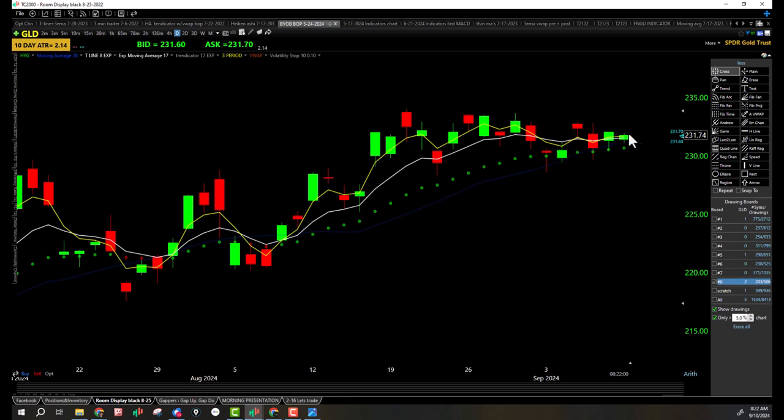Nice move up, holding the higher ground. For me, that's bullish. I like that. Anytime price action moves up and holds the higher ground, as opposed to, let's say, moving up and then giving it up, it's much stronger. Moving up and then giving it up is not nearly as strong as moving up and then holding the higher ground. That's very bullish. Moving up, making a higher high is good, but giving it up, that's not bullish at all.